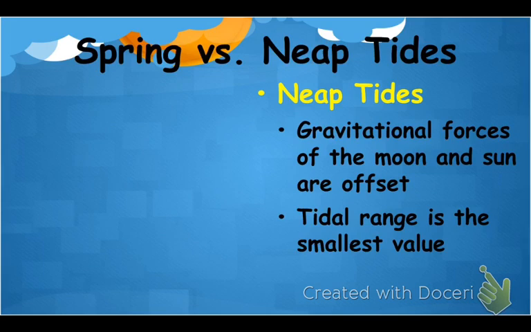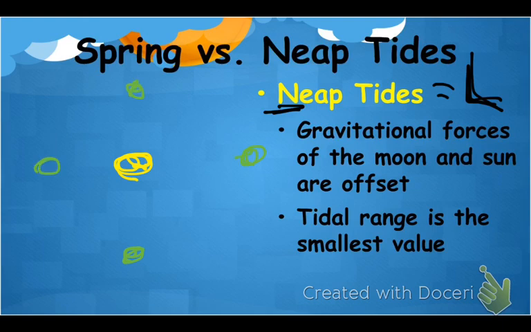The next type of tide we have is called a neap tide. Now, the way that I remember neap tide is neap sounds like leap, and leap starts with an L. So this is when the sun, moon, and earth are going to make an L shape. So again, you have the sun. So we'll draw that. And then it's going to show you the 4 different locations that the earth could be. It could be here, here, here, or here.